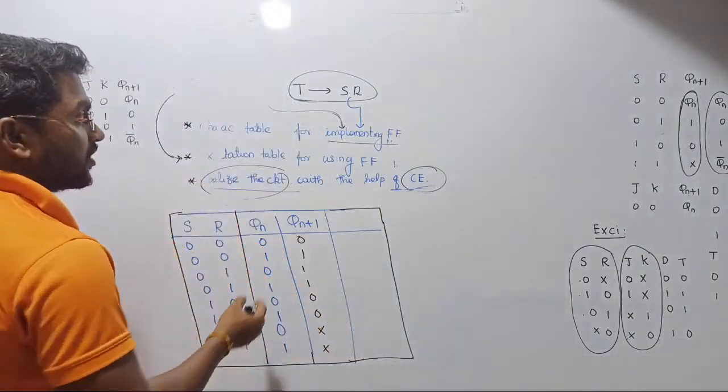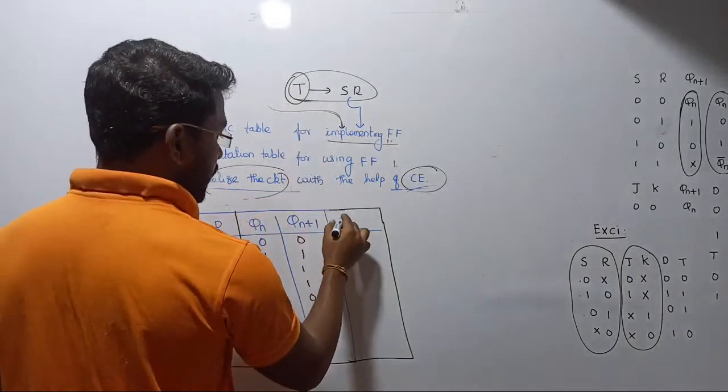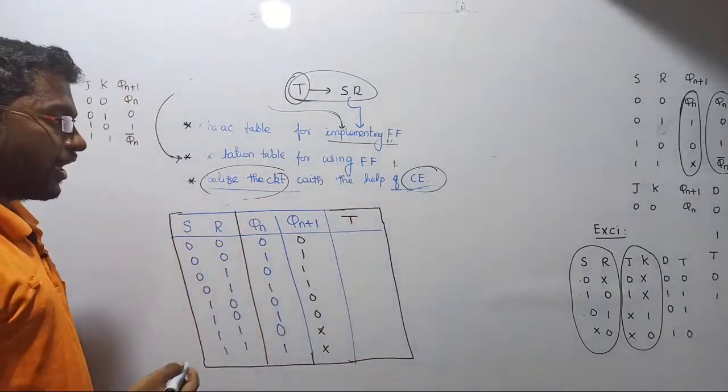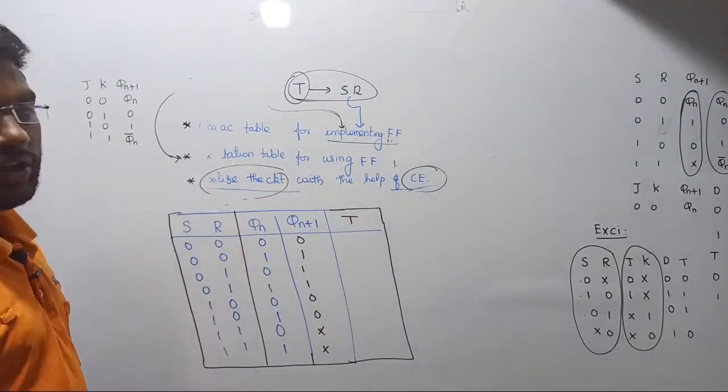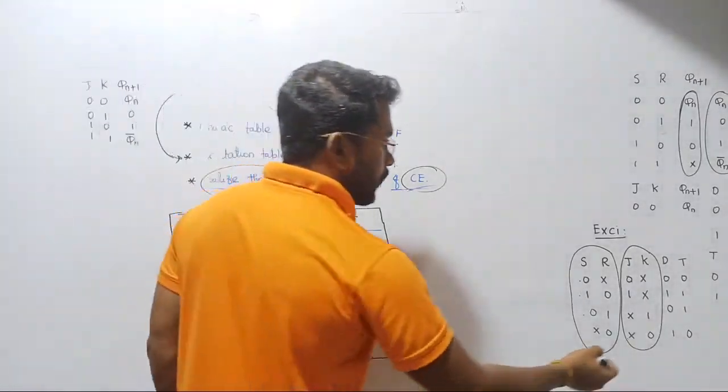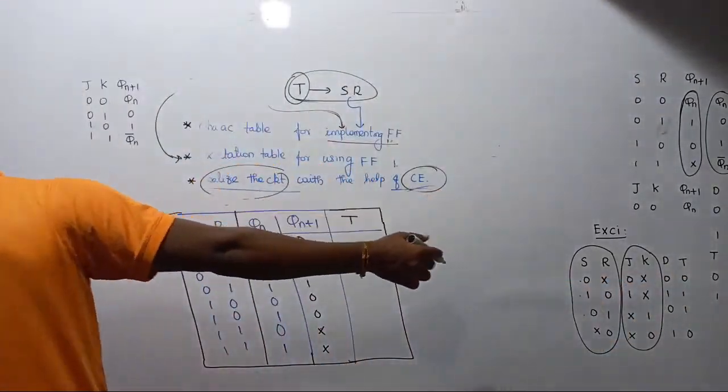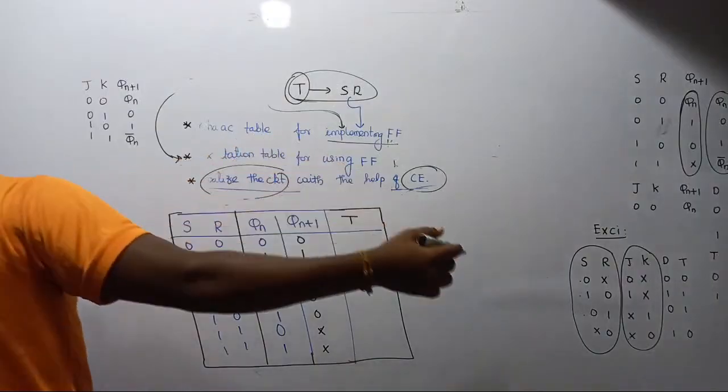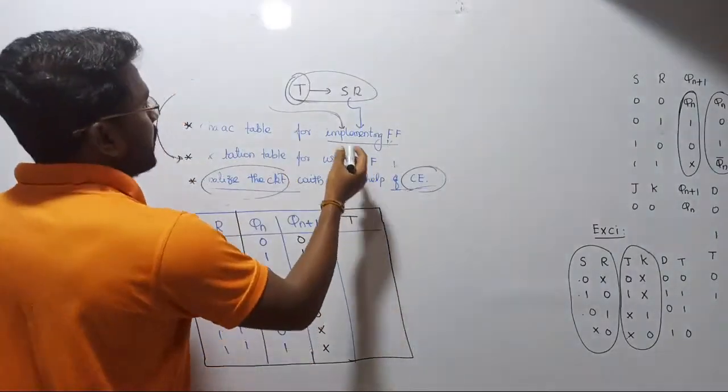Fine. Now, after completing these things, our next target is to write the equation for the flip-flop we are going to use. Which flip-flop are you going to use? T flip-flop, right? So let us write the excitation table for the T flip-flop. Is that visible to you all? Let me check it by myself. No, that is not visible to you all. So let me write somewhere here.